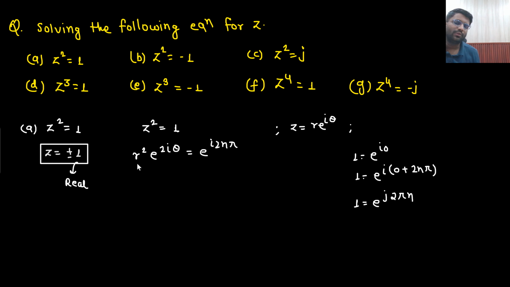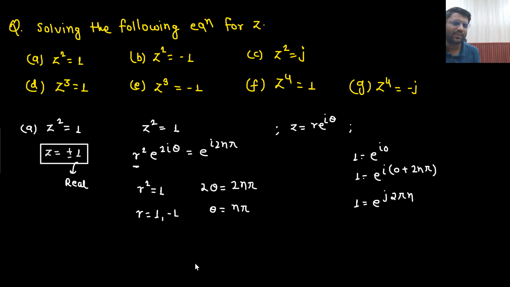Now if you compare, what do you see? That r square is coming out to be equal to 1, because here there is 1. So r square is coming out to be 1, and 2 theta is coming out to be equal to 2n pi. So the value of theta is coming out to be n pi. And if r square is 1, then r can be plus minus 1.